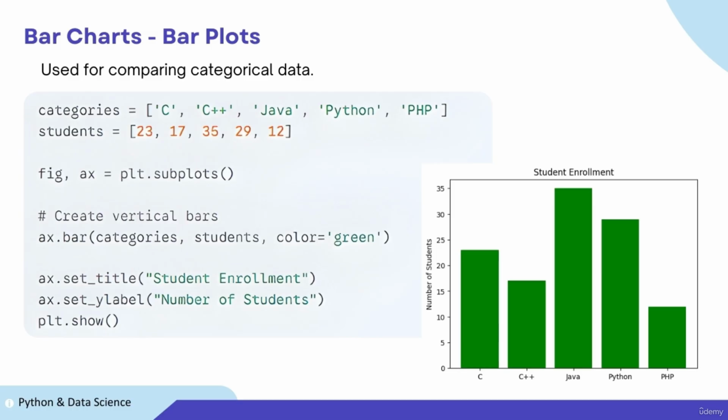Let's move on to common chart types. First up, bar charts. These are perfect for comparing categorical data. Here we have a list of programming languages and a list of student counts. To draw this, we use the method ax.bar. We pass in our categories and our values. I've set the color to green here. Notice how ax.set_ylabel helps us understand that the height represents the number of students. It's clean and effective.